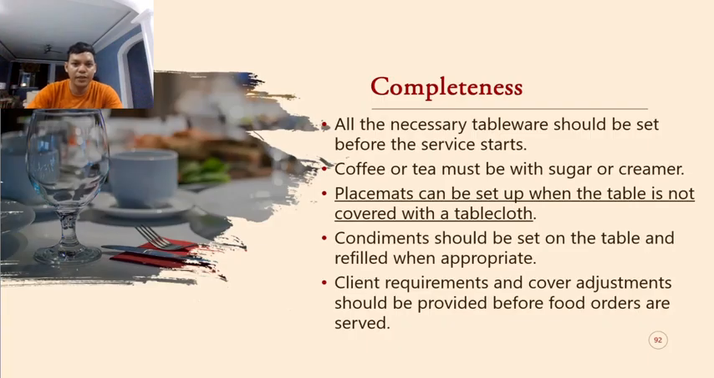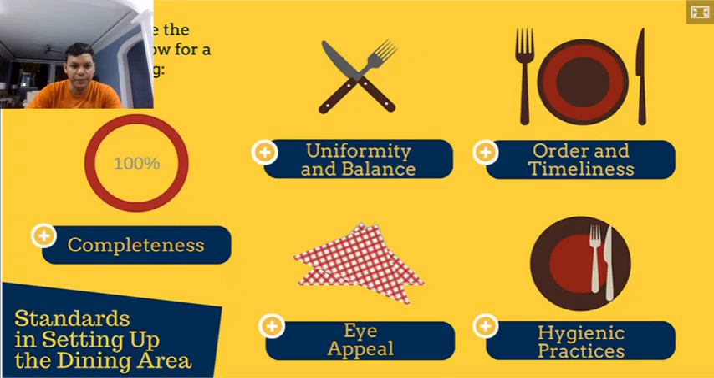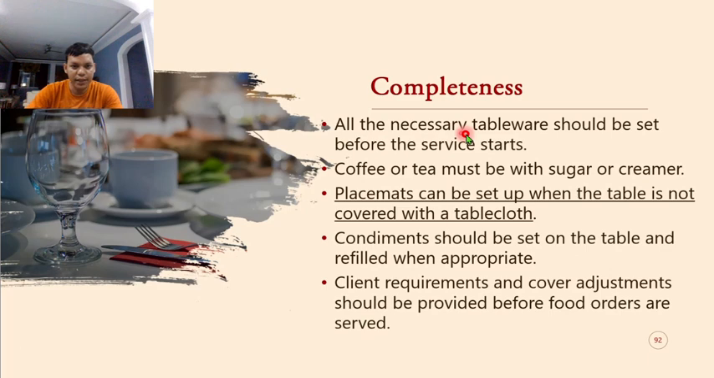So we will discuss first about the completeness. In terms of completeness here, all the necessary tableware should be set before the service starts. Again, the preparation is very important. Coffee or tea must be with sugar or creamer. Placemats can be set up when the table is not covered with a tablecloth. Again, if the table doesn't have a tablecloth, we need to put placemats.